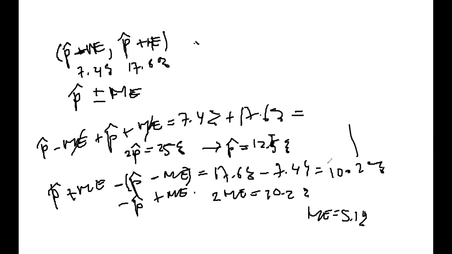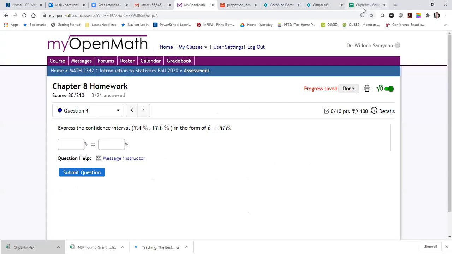So you have to keep this in mind. So now go back to the problem. So the p hat is 12.5 and the ME 5.1, right? Okay, let's go back to the problem. And also you can use the Excel, right? So you see the Excel here.